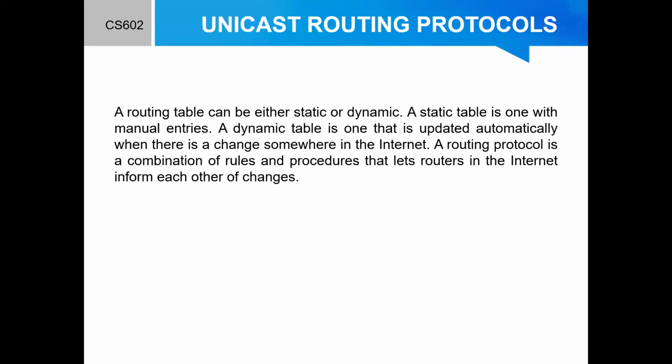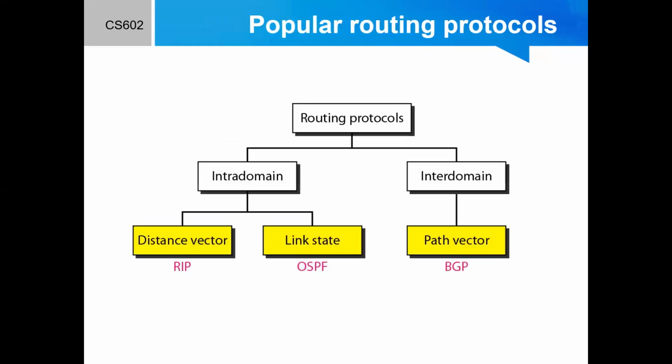Other protocols define the metric in a totally different way. In the Border Gateway Protocol, BGP, the criterion is the policy, which can be set by the administrator. The policy defines what path should be chosen. These are the main routing protocols.